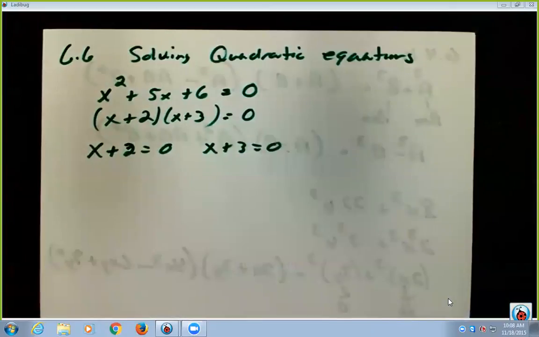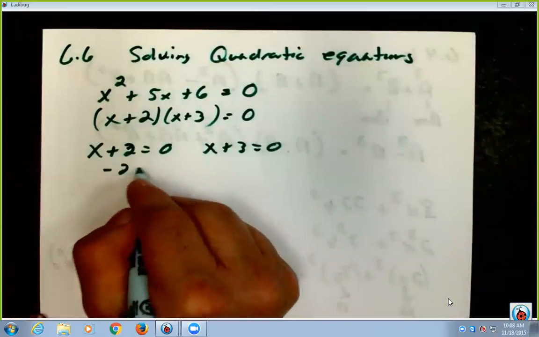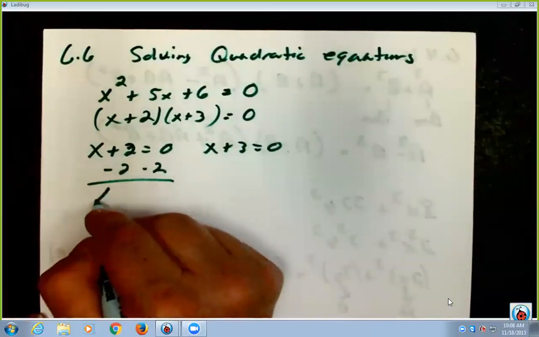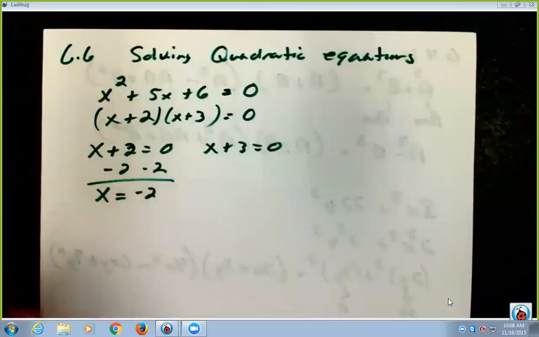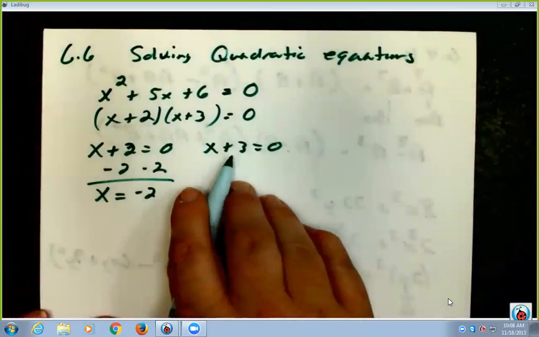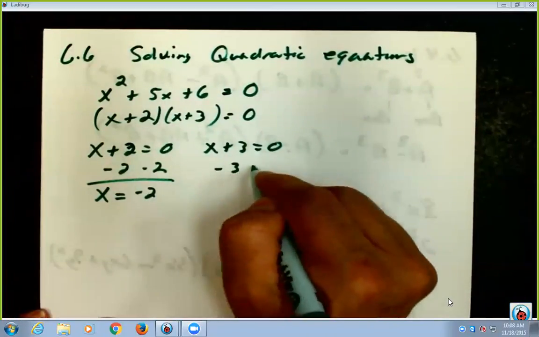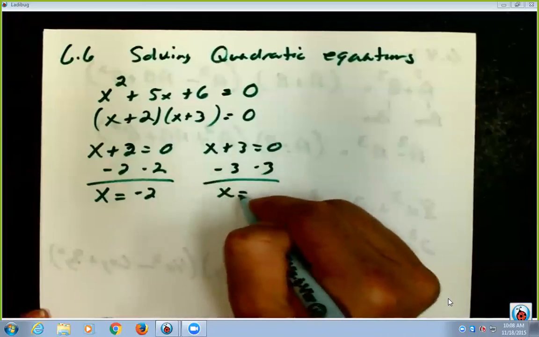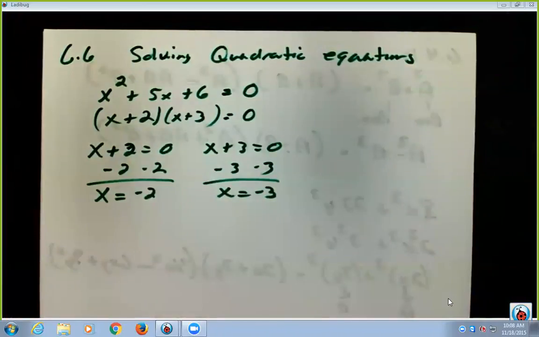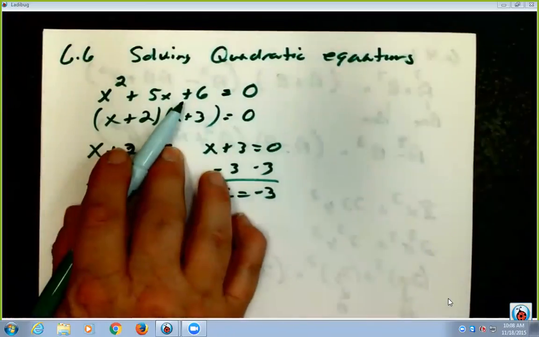When I set them equal to 0, I'm going to minus 2, and I end up with x is equal to a negative 2. And in the other one, I'm going to minus 3 and find x equals a negative 3. And these are 2 solutions that cause this thing to work.